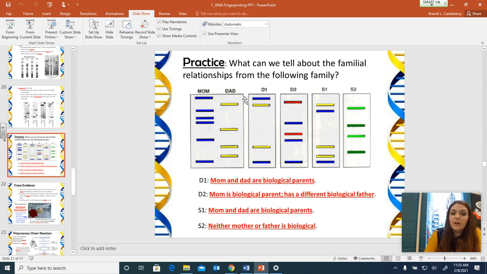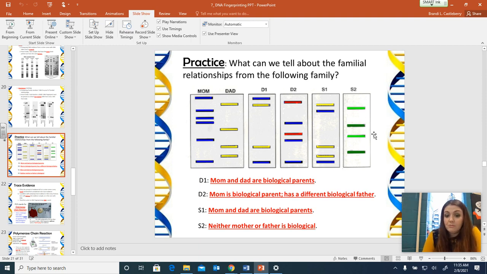So quick practice. What can we tell about this family relationship? So here's our mom and dad, and they've color-coded it, so it's easy to see. This one matches mom, this one matches dad. This one matches dad, this one matches mom. So that's their kid. This one, not matching, matching the mom. Not matching, matching the mom, matching the mom. So we're going to say, this is the mom, but the dad's not the dad. This one, matching everything, that's their kid.